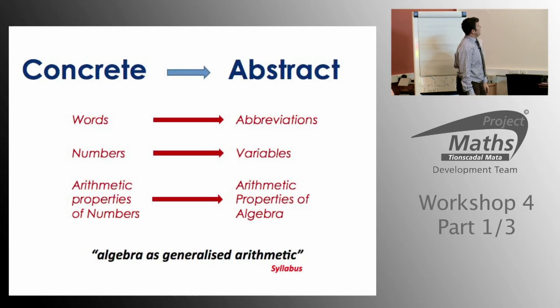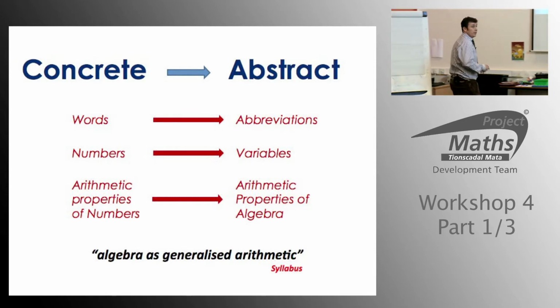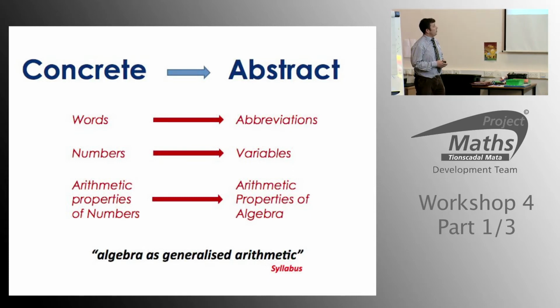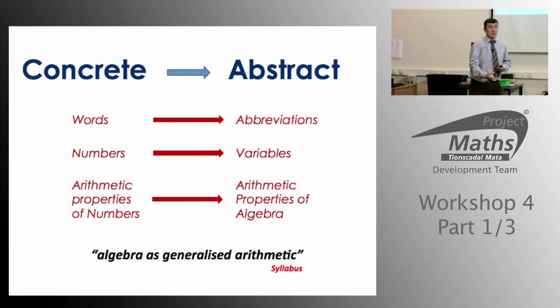The next thing then, concrete to the abstract. Now this is something that I think we'd always be doing anyway. Words to abbreviations. Numbers, then go to variables, arithmetic properties of numbers, and then we go on to arithmetic properties of algebra. So algebra as a generalised arithmetic is what it says in the syllabus.